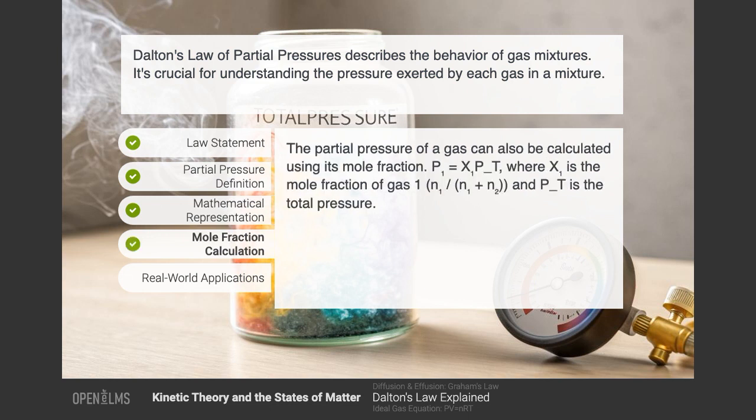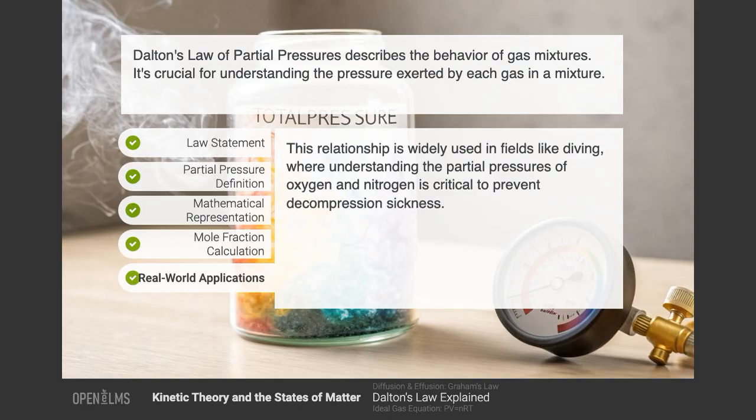The partial pressure of a gas can also be calculated using its mole fraction. P1 equals x1 Pt, where x1 is the mole fraction of gas 1, n1 over n1 plus n2, and Pt is the total pressure. This relationship is widely used in fields like diving, where understanding the partial pressures of oxygen and nitrogen is critical to prevent decompression sickness.